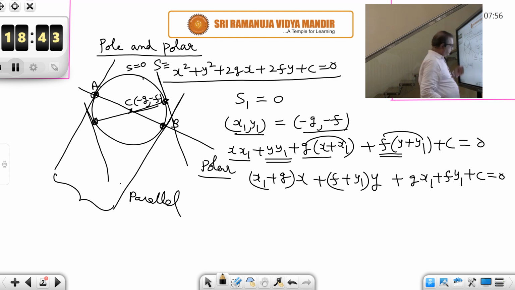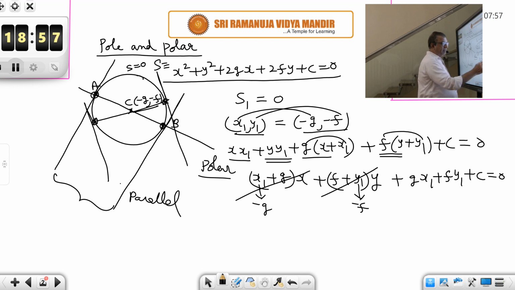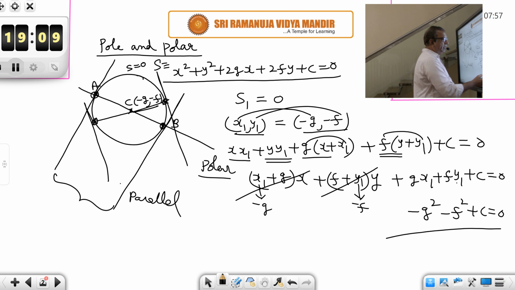This is the equation. In this, let us put x1 is equal to minus g and y1 is equal to minus f. x1 is equal to minus g, so this part is gone. y1 is equal to minus f here, so this part is also gone. What is remaining? x1 is minus g, so minus g square, y1 is minus f square plus c is equal to 0. You are not getting the equation of a straight line. You are getting something meaningless, is it not?